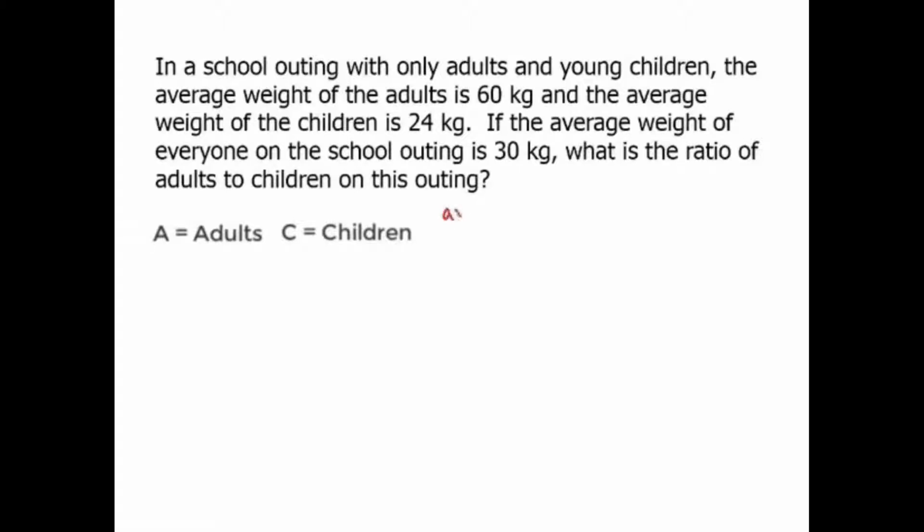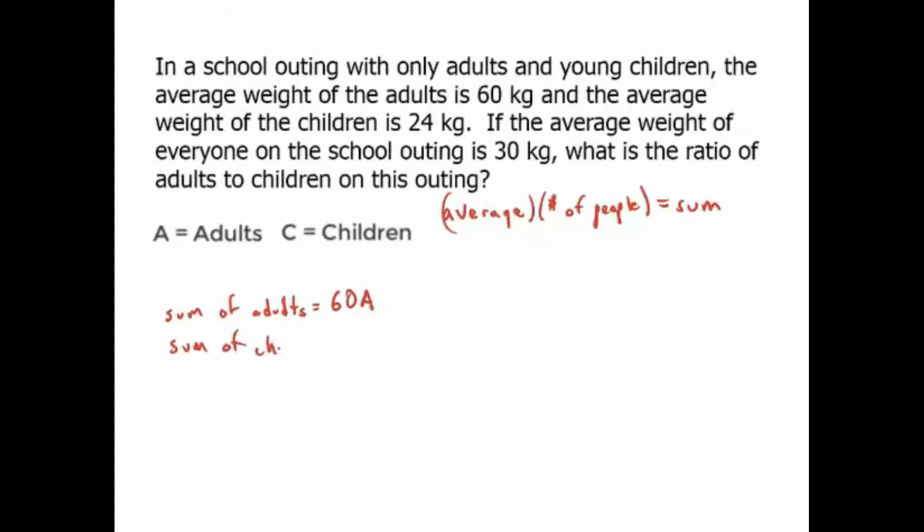average equation to the average times the number of people equals their sum. So we could figure out the sums. So the sum of the adults, that would just be A times 60, 60A. The sum of the children, that would be their average 24 times C. And of course, what's the sum of everyone?